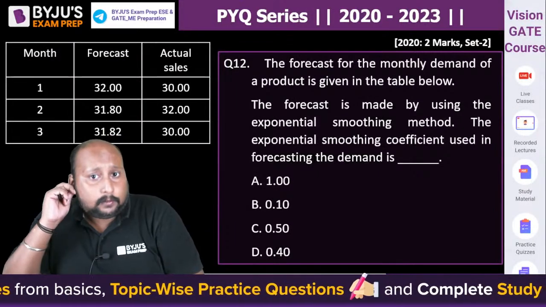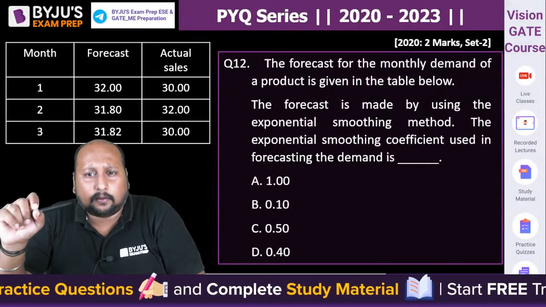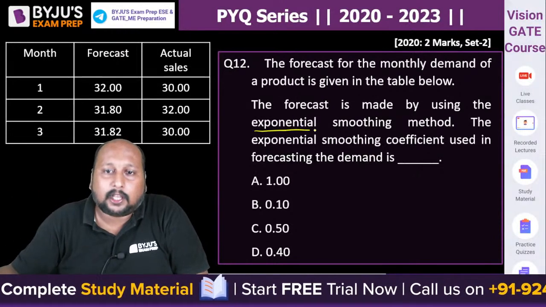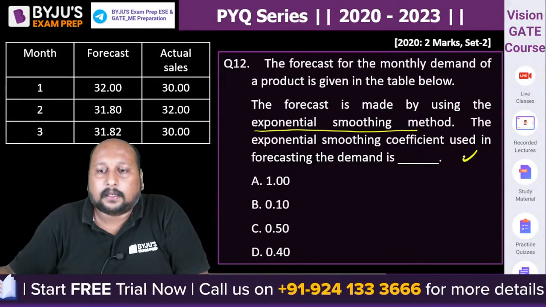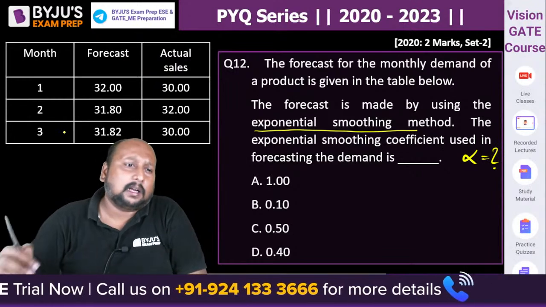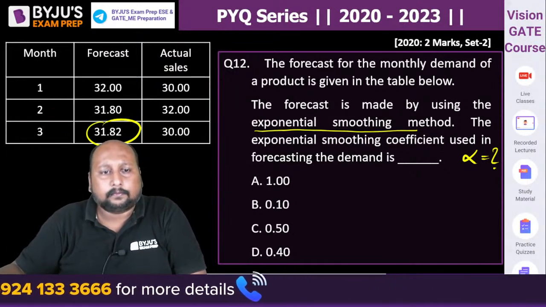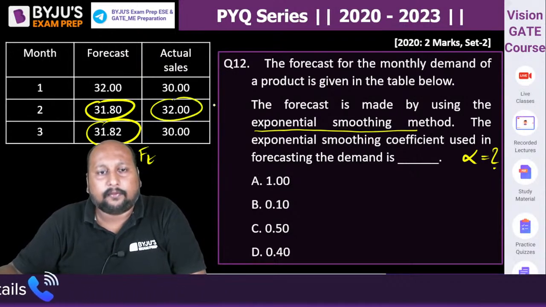2020, 2 marks question. The forecast for the monthly demand of a product is given in the table below. The forecast is made by using the exponential smoothing method. What is the value of alpha they are asking. Simple, see, you have actual sales and demand given. Let us suppose this is your FT. This is FT minus 1. This is your DT minus 1. This is for N minus 1.